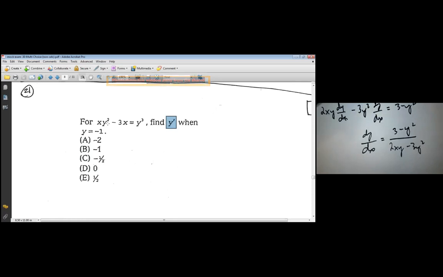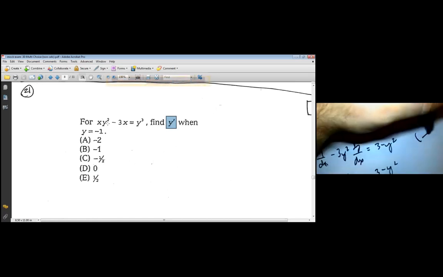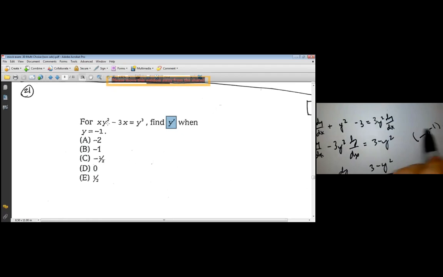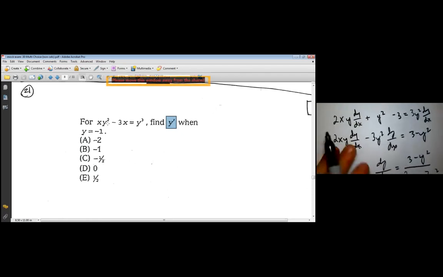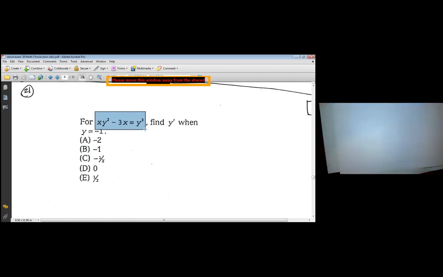Okay. And into that, we want to plug in something. All they gave us was y is -1. We need the completed point. So it's something comma -1. How do I find the something? Plug in -1 into the original equation for y and solve for x. So let's go do that off to the side.